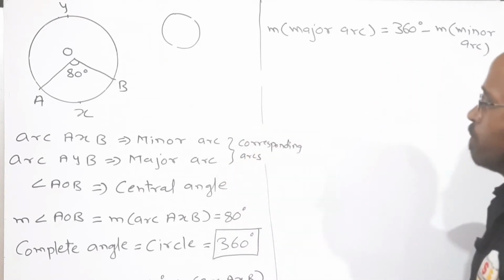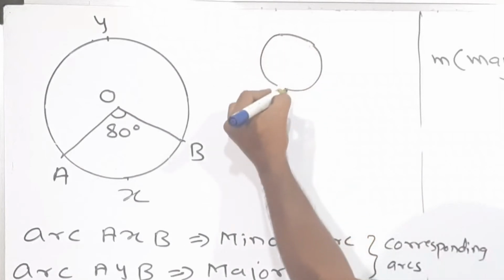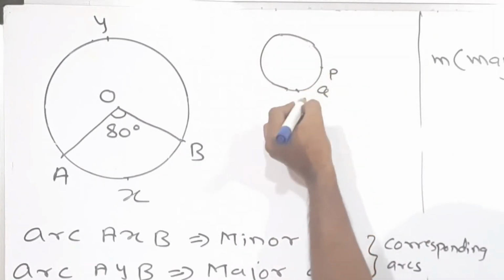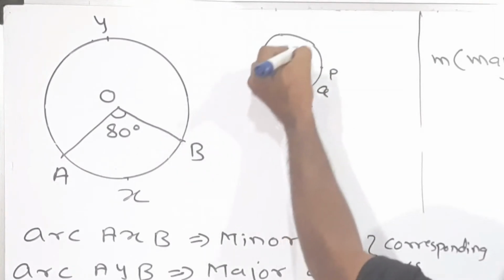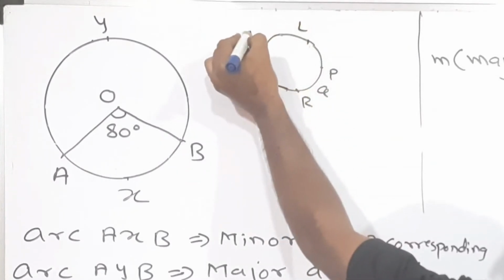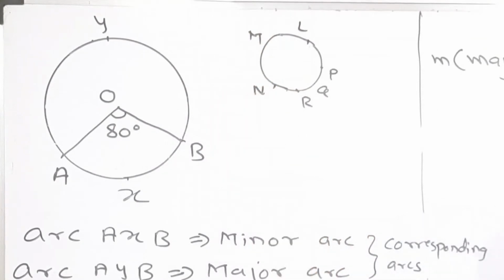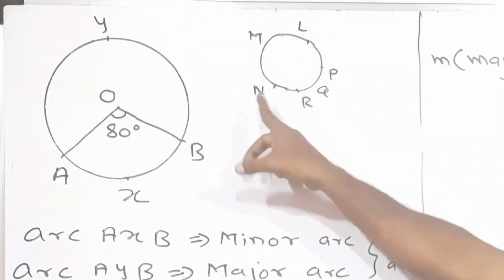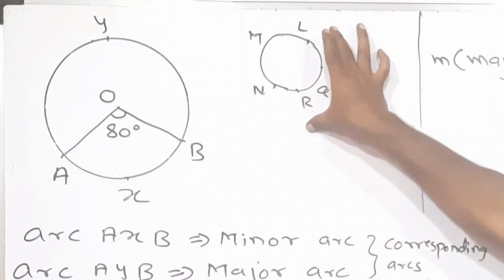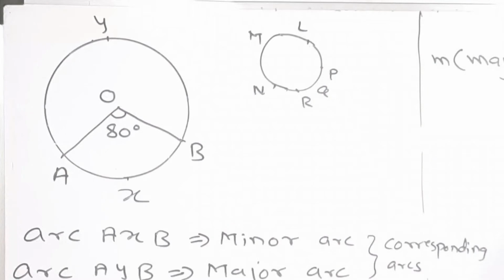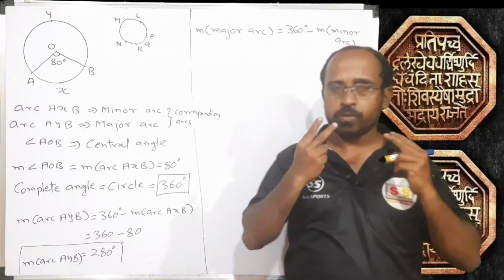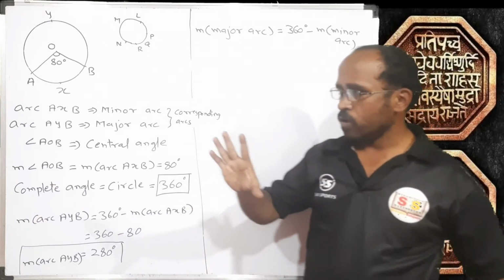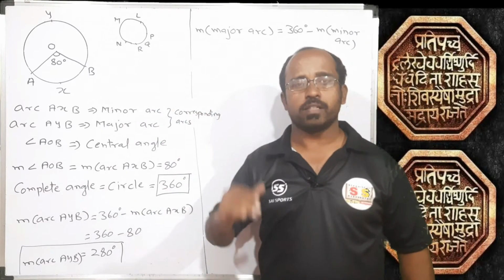Clear students? For example, suppose I draw this circle. Here is one arc PQR. Here is one arc LMN. So PQR is the smaller arc, minor arc. LMN is the bigger arc, major arc. But their endpoints are not the same. So these two arcs are not corresponding arcs. Okay. So if two arcs have the same endpoint, they are called corresponding arcs. So I hope I have explained everything which is related to arcs.